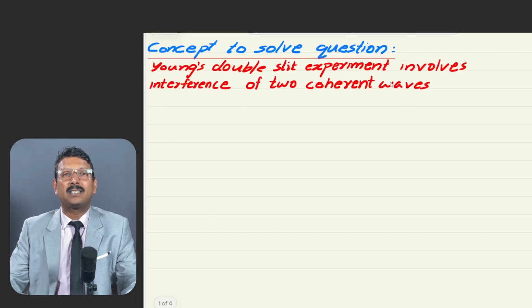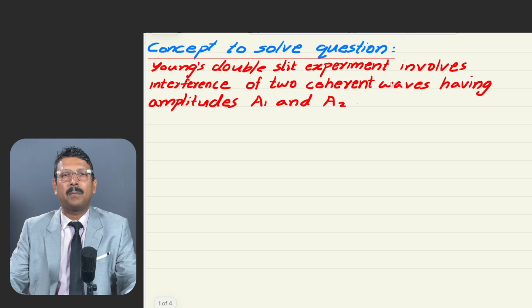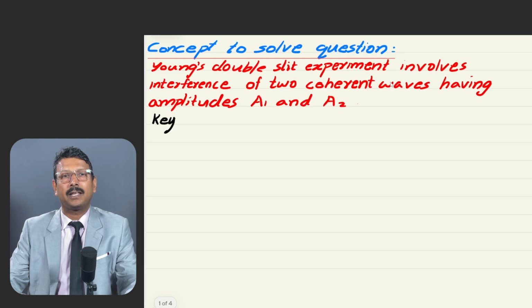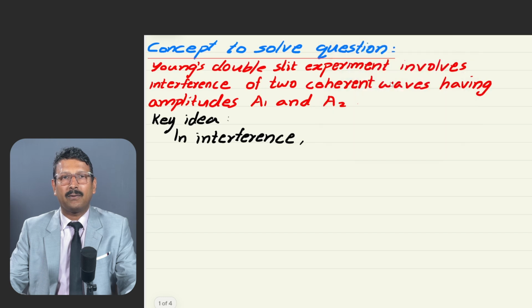Now we can discuss the concept first. See, Young's double slit experiment involves interference of two coherent waves having amplitudes A1 and A2. You can write small letter a1, a2 or capital letter A1, A2, there is no problem in that. The key idea is, in the case of these two amplitudes A1 and A2, we want to relate this amplitude and the intensity. There is a relation that exists for that.